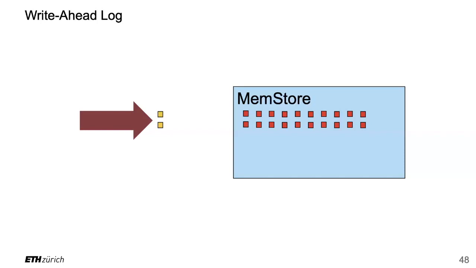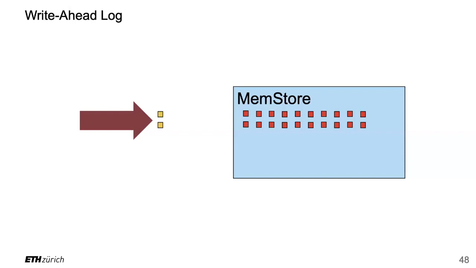Now, what about this electricity problem? If I lose the electricity or there is a crash, the machine crashes. Do we really have to lose all of the fresh key values? The users would not be very happy, right? So there is a trick that we have that's called a write-ahead log.